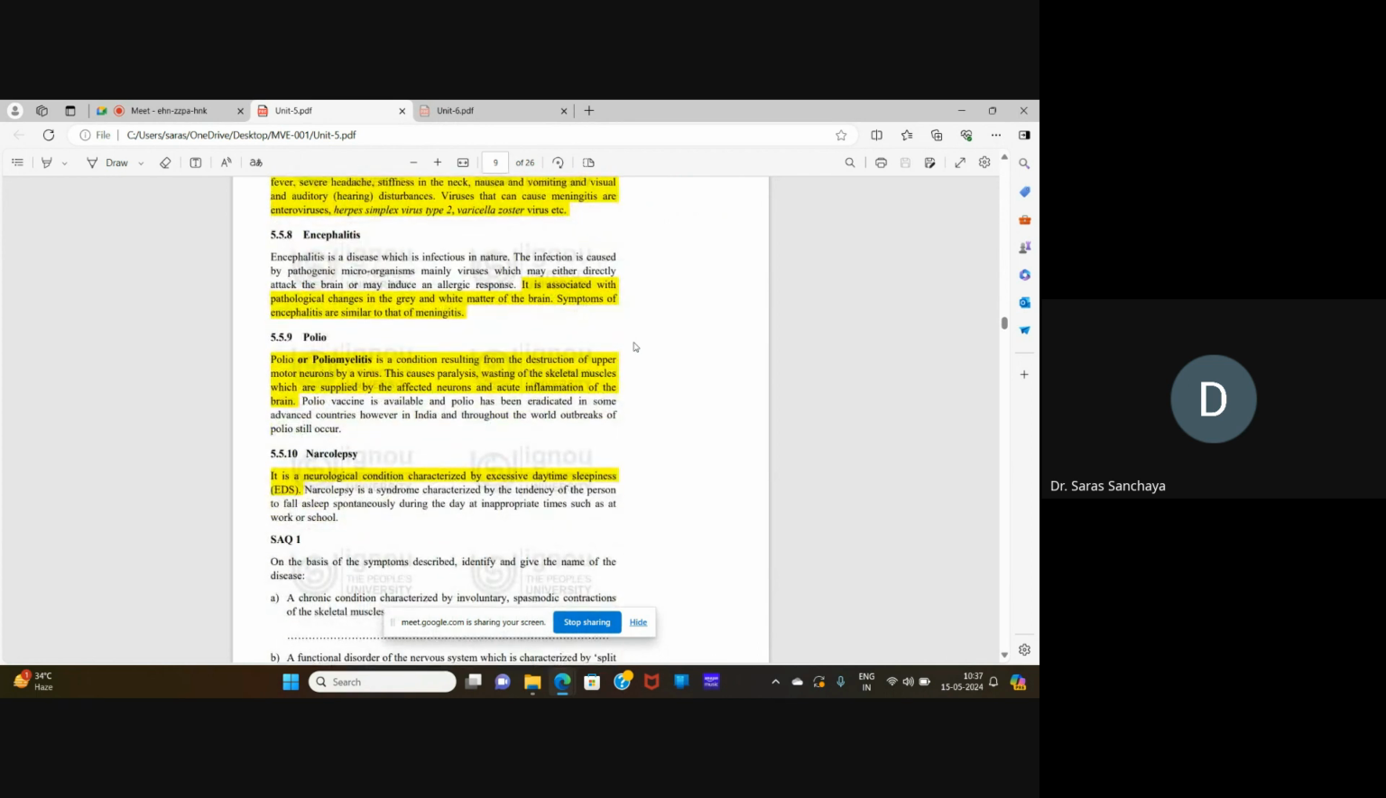Polio. Polio or poliomyelitis is a condition resulting from destruction of upper motor neurons by a virus, that is poliovirus. This causes paralysis, wasting of skeletal muscles which are supplied by the affected neurons, and acute inflammation of the brain. Polio has been eradicated from India in 2014, and still we are giving the vaccine so that it doesn't reoccur again in the future. Then narcolepsy. It is a neurological condition characterized by excessive daytime sleepiness.